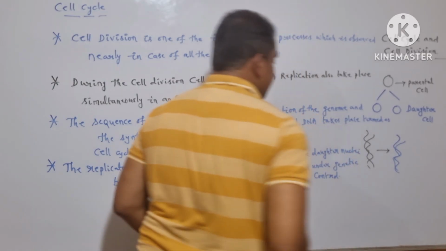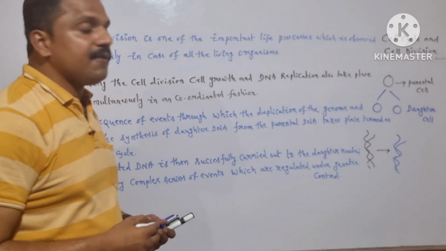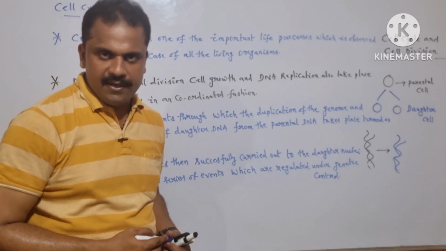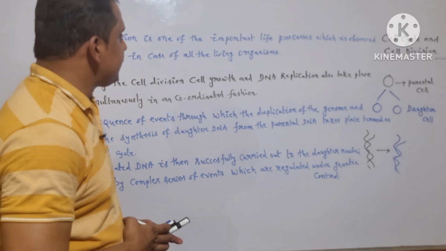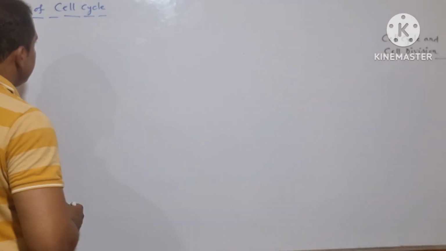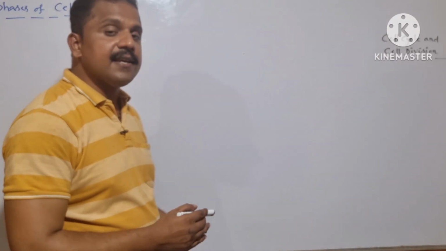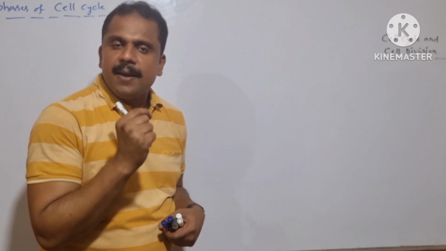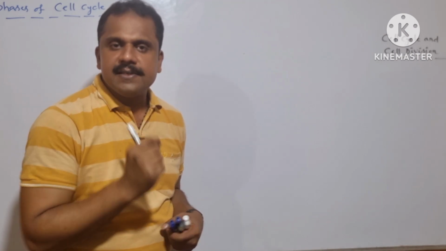Is it clear? So then after, we will be studying the phases of the cell cycle. So what are the various phases of the cell cycle in detail? So let me arrange the things here. If you look at the phases of the cell cycle, the eukaryotic cell cycle can be well understood by taking advantage of human cells in culture.